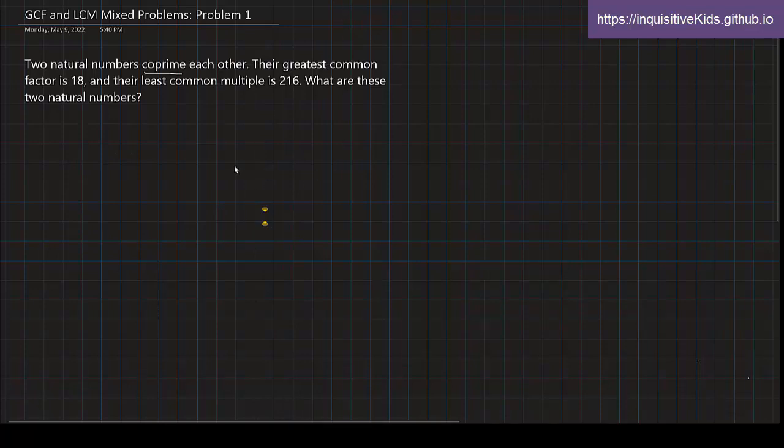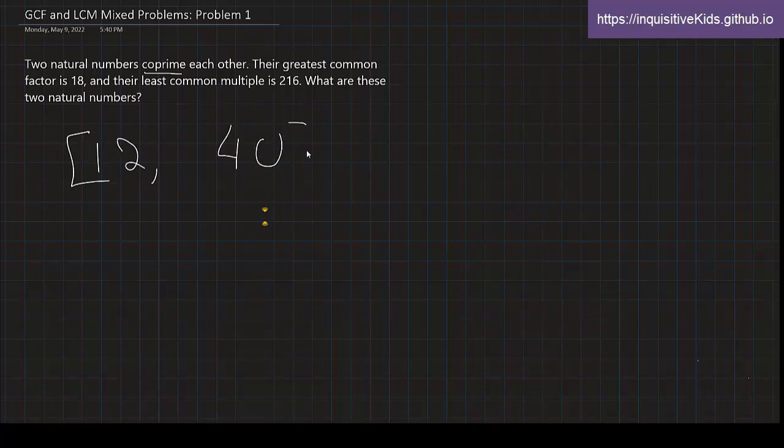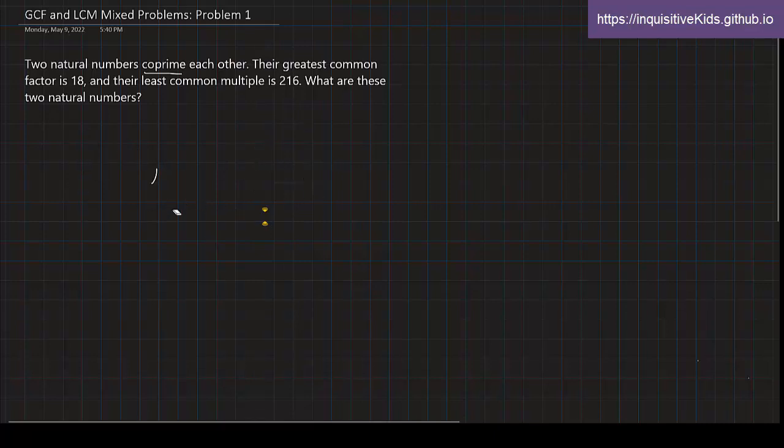But if we have 12 and 40, they're both even numbers. They can both be divided by 2, but they are still coprime to each other because 40 is not 12's multiple. So that's just the meaning of coprime. Very easy to understand. Anyway, these two numbers, their greatest common factor is 18 and their least common multiple is 216. So what are these two natural numbers?